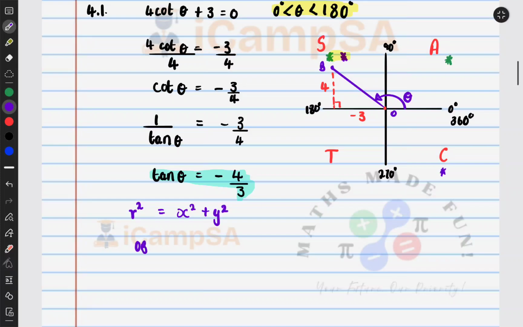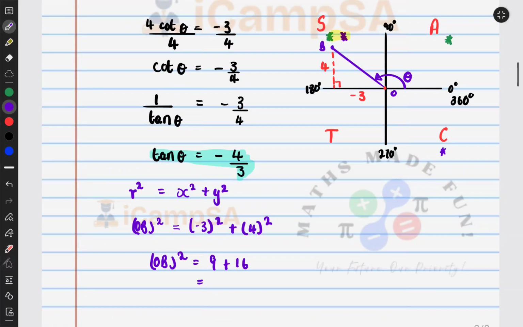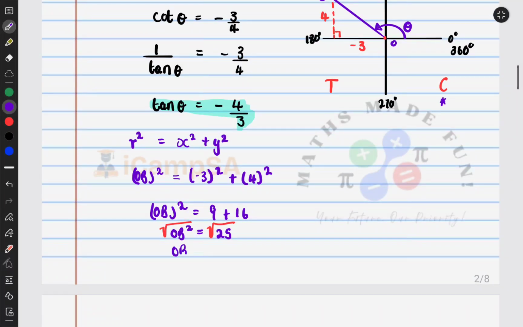We know that OP squared is equal to, what is the value of x? The value of x is -3 squared plus the value of y is 4 squared. Therefore OP squared is equal to 9 plus 16, which is going to be 25. And then the next step, because we want to solve for OP, we introduce a square root on both sides, and therefore OP is equal to 5 units.